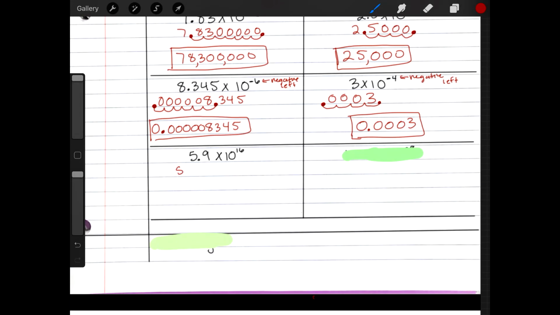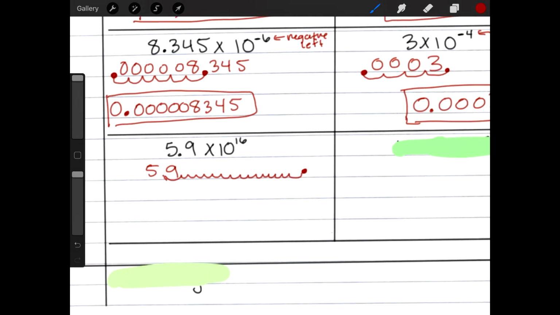Okay. All right, that's 5.9, and then we're going to move it 16 times. So 1, 2, 3, 4, 5, 6, 7, 8, 9, 10, 11, 12, 13, 14, 15, 16. Oh my goodness. That's a lot of zeros. How many zeros is that? 15 zeros. That's my number right here.